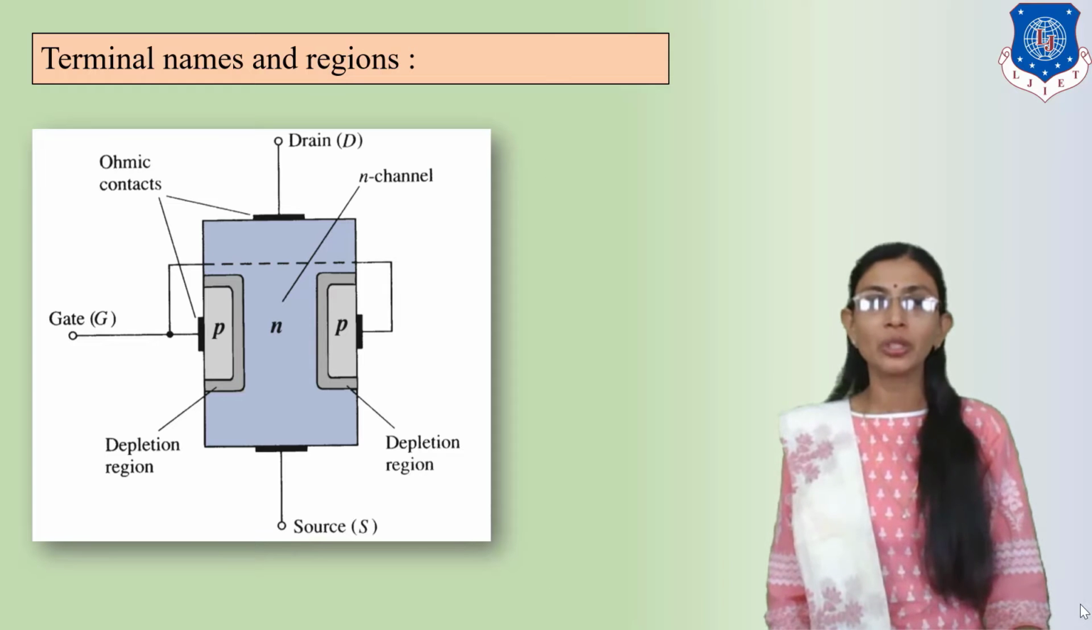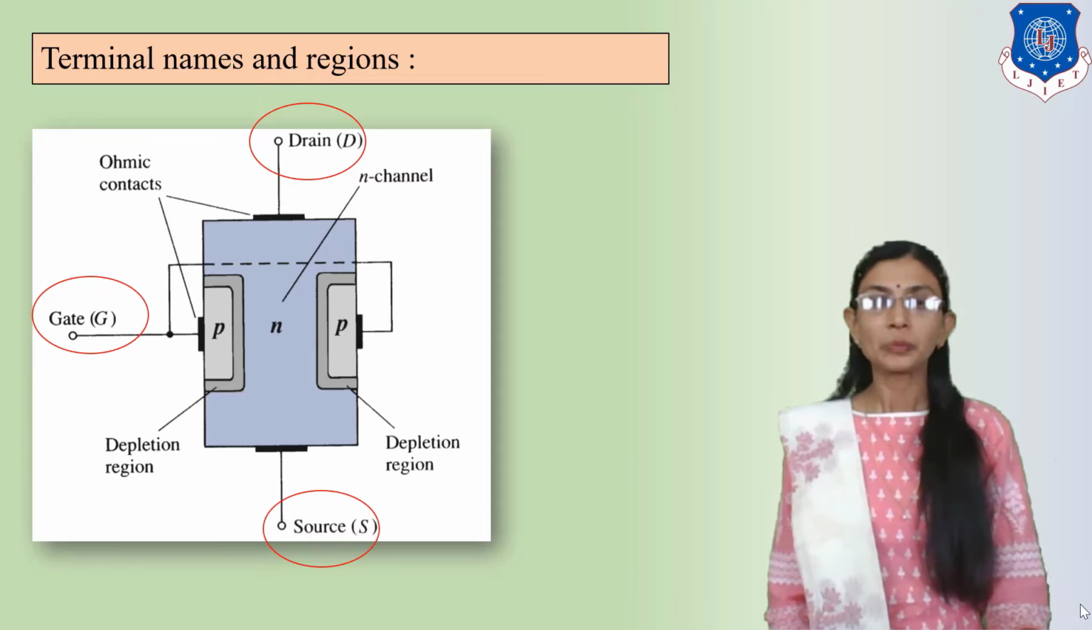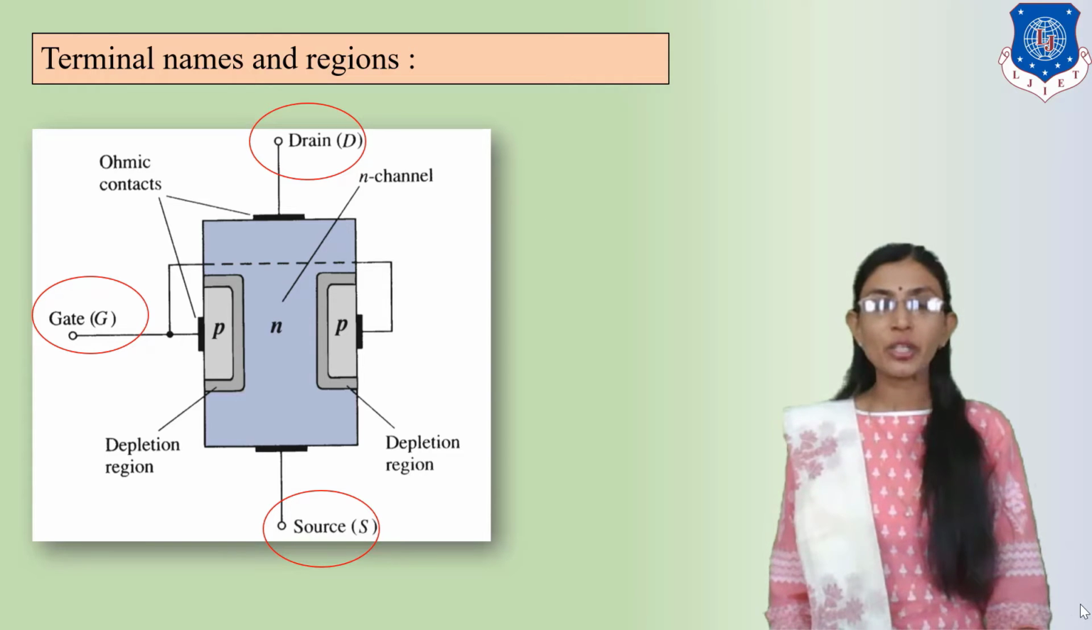So we will have the three main terminals: drain, gate, and the third terminal is source. We can see that we have three terminals and two PN junctions between gate and channel. We are using ohmic contacts at each terminal for protection purposes.